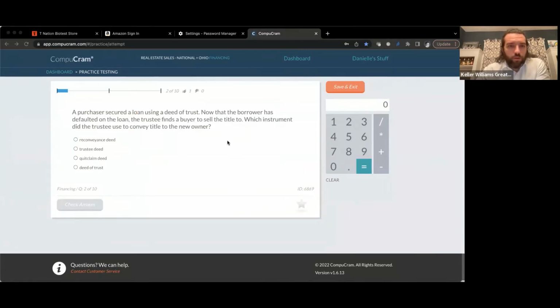Question number 2. Purchaser secured a loan using a deed of trust. Now that the borrower has defaulted on the loan, the trustee finds a buyer to sell the title to. Which instrument did the trustee use to convey the title to the new owner? A, a reconveyance deed, B, a trustee deed, C, a quitclaim deed, or D, a deed of trust?